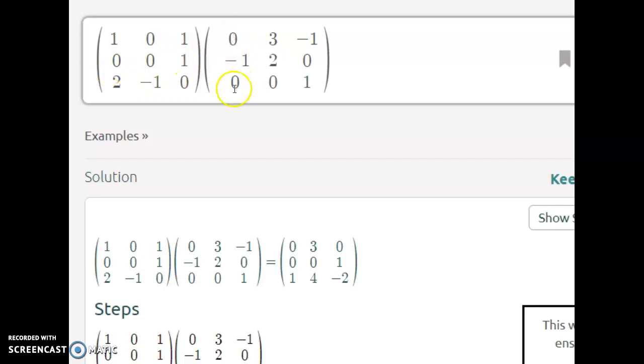And then you continue on with that: second row times first column, second row, second column, second row, third column. And again, for example, second row, third column goes into the second row, third element. Third row, first column, that goes into the third row, first element, and so on.